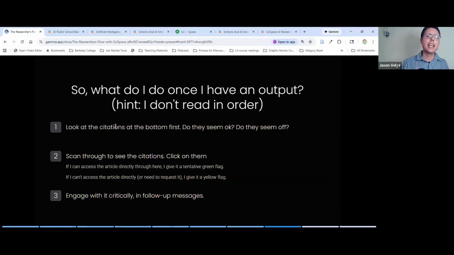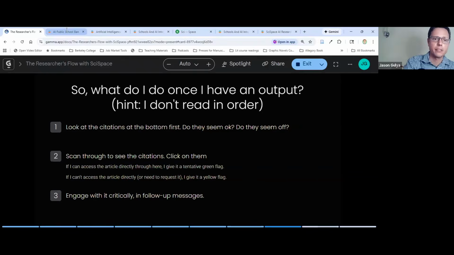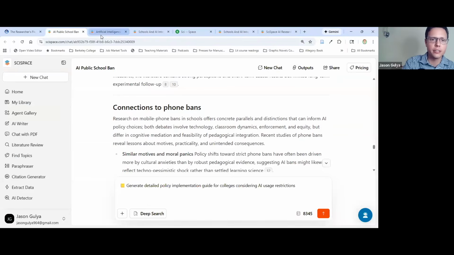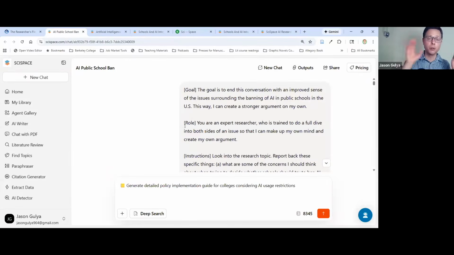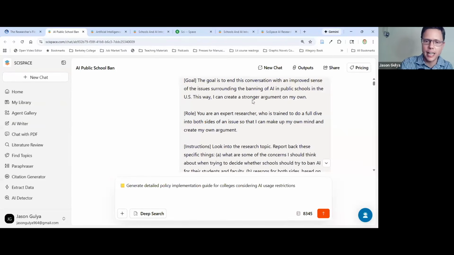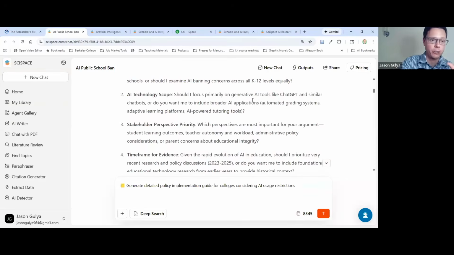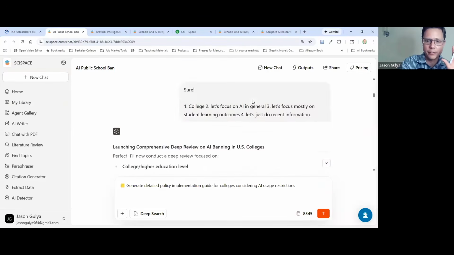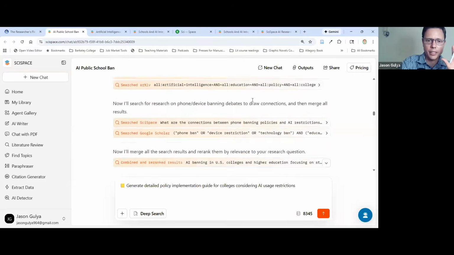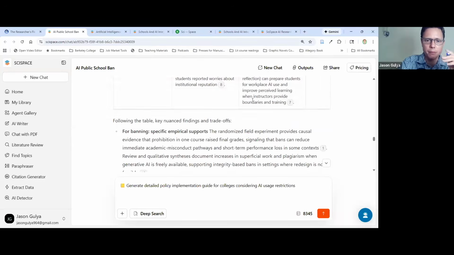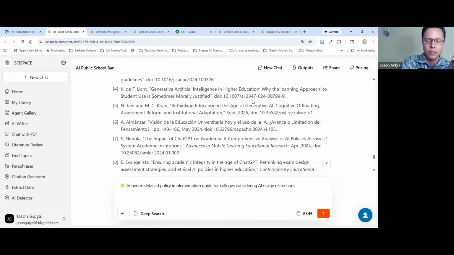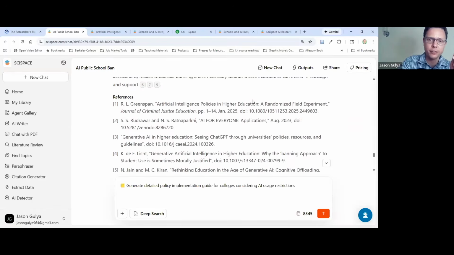And then number three, I engage with it critically and I use those follow-up messages. So I'm going to go back into what I just showed you. All right, I think this is the right one. Yes. All right. So this is the one I just ran. So I ran that prompt, and the first thing I'm doing is I am going to scroll all the way to the bottom. I'm going to the very bottom. So I'm going to look at those citations. All right. So I can do a lot of work just with this.